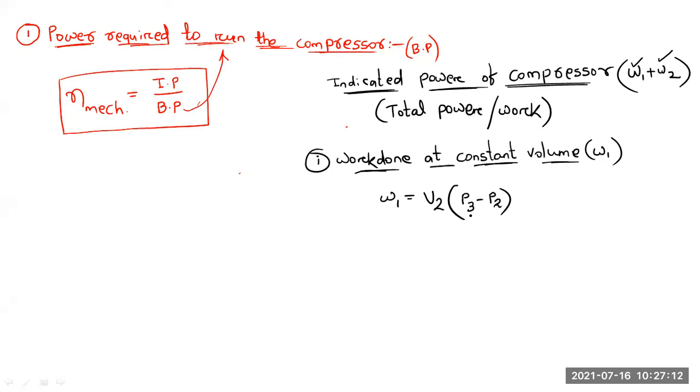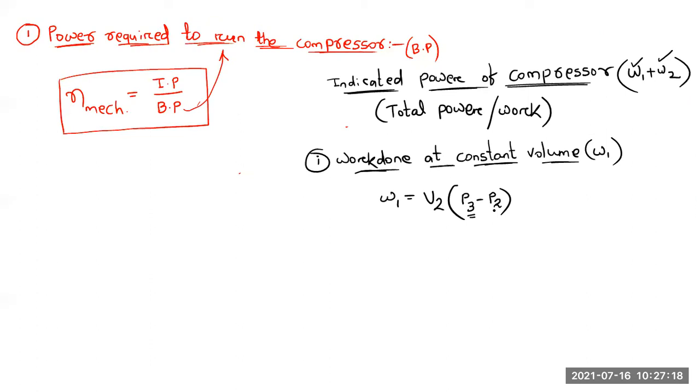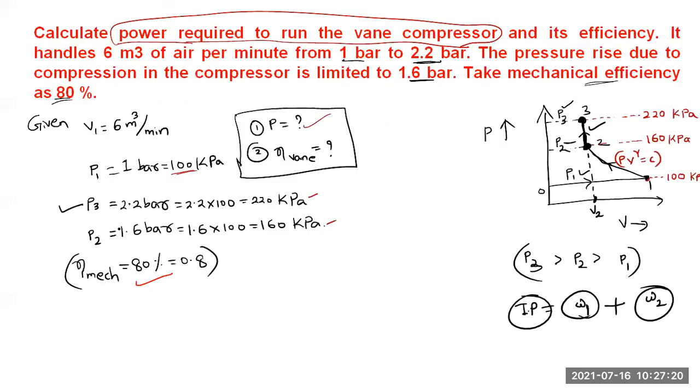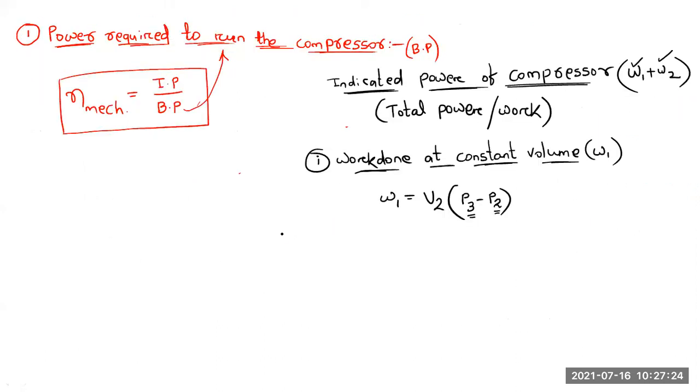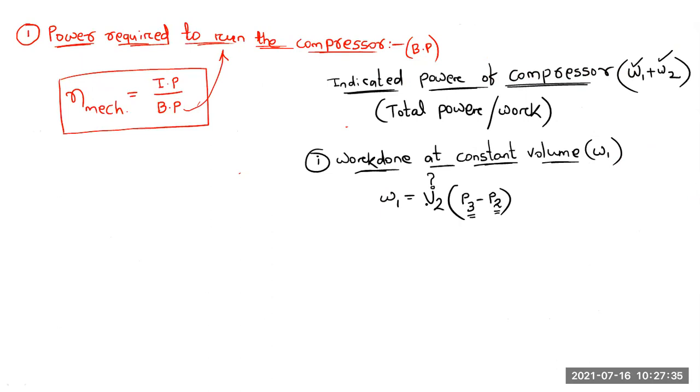Okay. So now what is the value of P3? P3 is already given, 220 kilopascal. What is the value of P2? P2 also we have, 160 kilopascal. But what about this V2? This V2 is not given in the question. V1 is given, but V2 value is not given in the question.